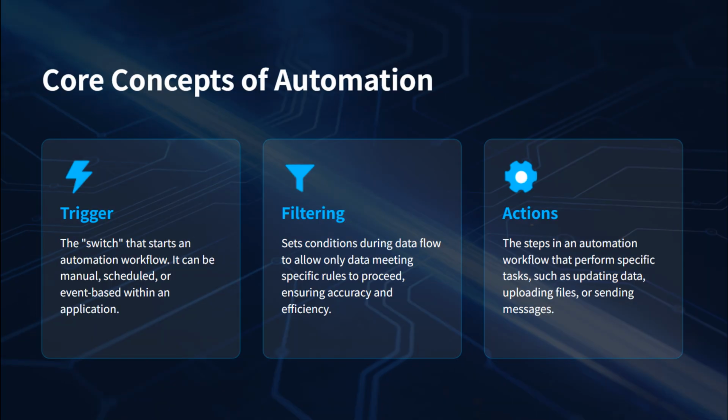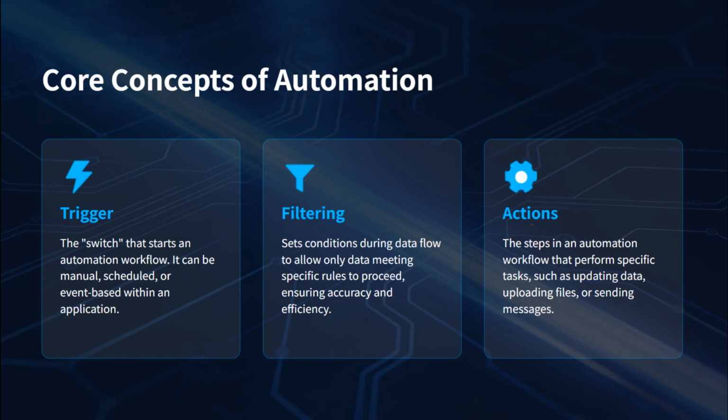Now, the 3 core parts of automation. These are the basics for every N8N workflow, easy to remember: triggers, filtering, and actions. Trigger. This is the start button for your workflow. It can be something you do, like clicking a button, something that runs on a schedule, like every day at 9 a.m., or something that happens in an app, like a new form submission or a new email. No trigger, no workflow. It's how everything begins.